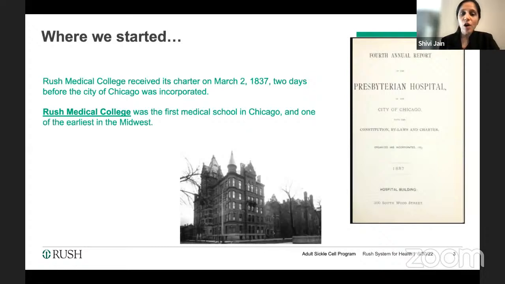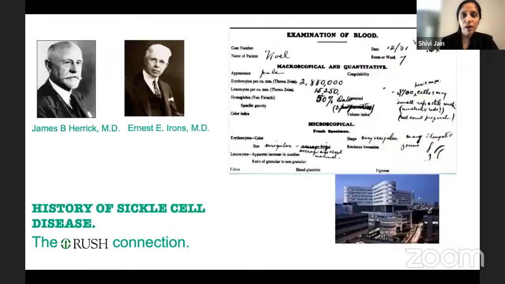Rush has contributed significantly to the health and serving patients in Chicago for almost 200 years now. Sickle cell disease was first described at the St. Luke's Presbyterian Hospital in 1910, which is now the Rush University Medical Center, by Dr. James Herrick in a patient, Walter Clement Noel, who was a visiting dental student from Grenada and used to get admitted for pain and anemia. And this is actually a snapshot of the first report of his blood findings and the symptoms and the first correlation. So I'm proud about that historical connection.